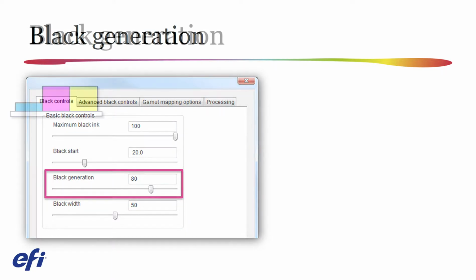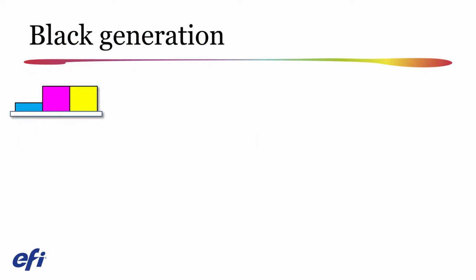Let me illustrate. Imagine that this bar chart shows the amount of cyan, magenta, and yellow ink that makes up a single pixel in your image. Theoretically, there is a neutral component in this combination of inks. The cyan ink, along with an equal amount of magenta and yellow ink, will produce gray.